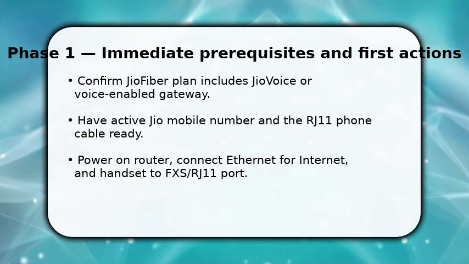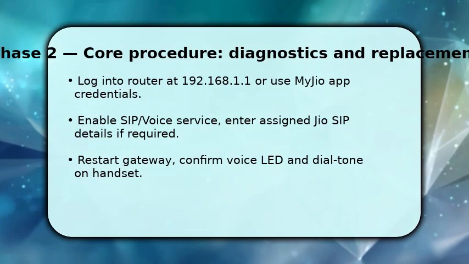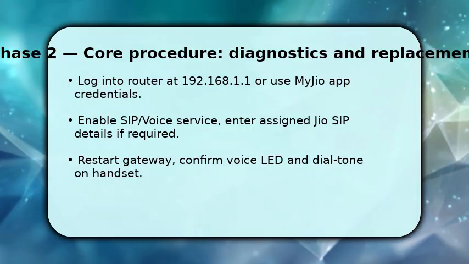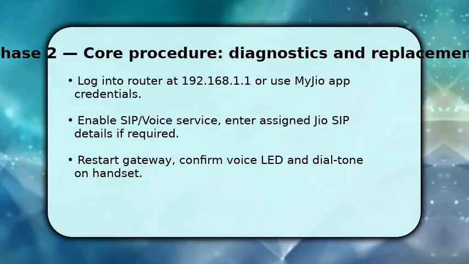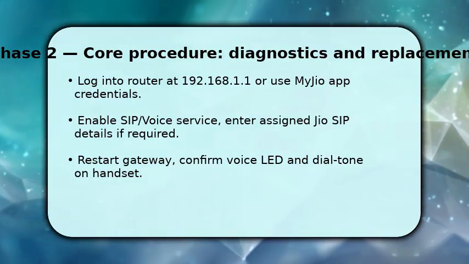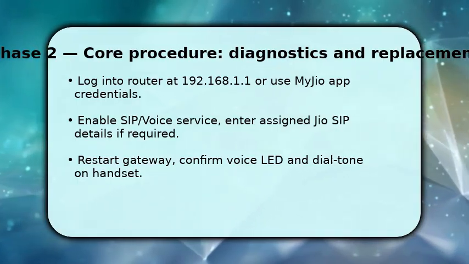You now configure the voice service on the gateway. Log into the router web UI at 192.168.1.1 or use the My Jio app. Use your My Jio credentials. Navigate to voice or SIP settings and enable the voice profile. If Jio provided SIP credentials, enter them exactly as given. Save settings and reboot the gateway.